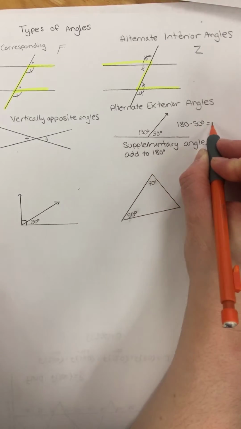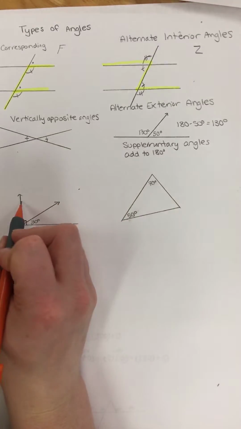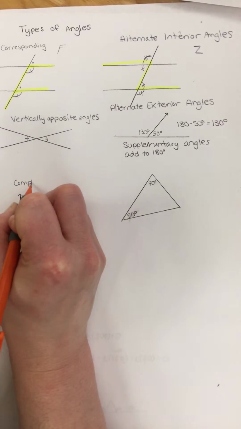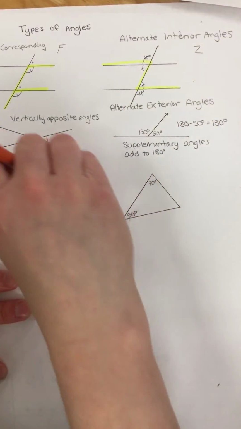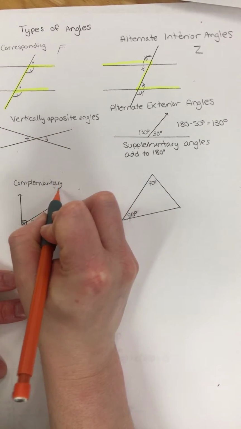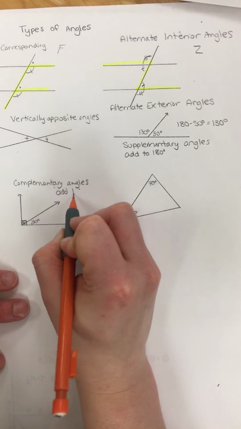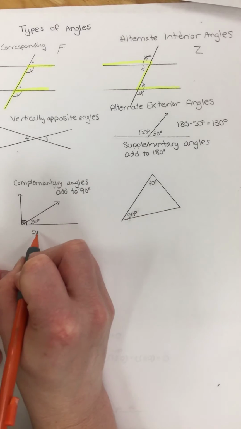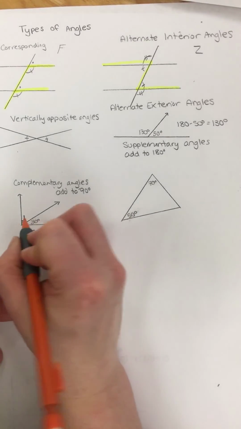And to show my work, the next one is down here. We have a right angle. This is called complementary angles. And they add to 90 degrees. So I would go 90 degrees minus 30 degrees, which gives me 60 degrees.